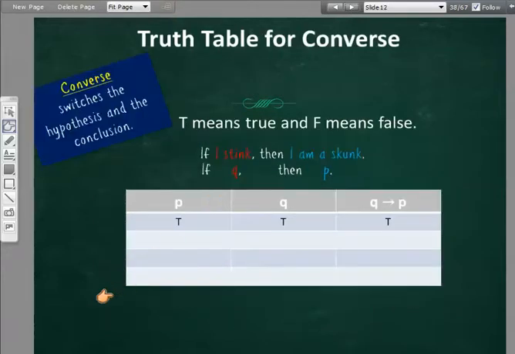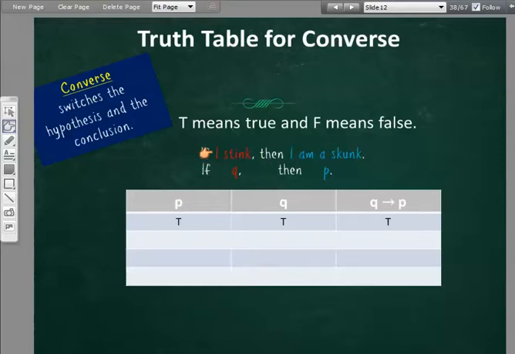Now let's do one for a converse. Remember, your converse switches the hypothesis and the conclusion. Okay? And again, I'm using the skunk example, but this truth table is what every converse truth table will look like. You're still going to make a column for P, a column for Q, and a column for Q implies P. Some students find it easier to switch out the P and Q columns. That's fine. I don't have a problem with that.